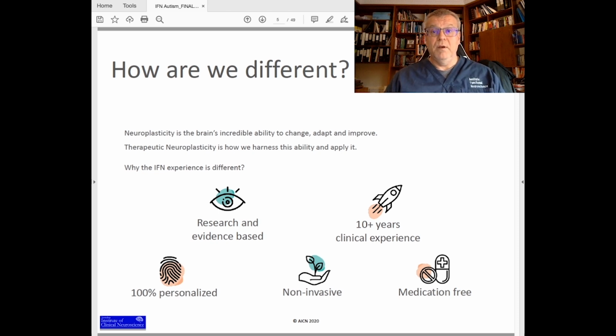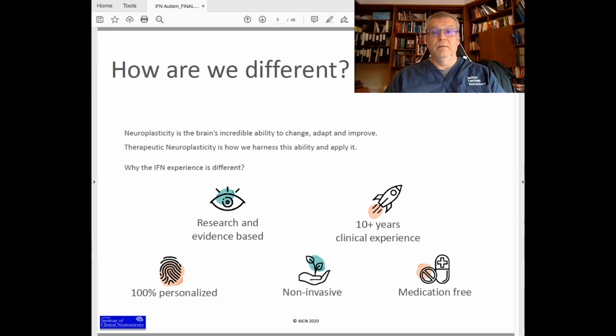Okay, so therapeutic neuroplasticity is the ability to take that natural or innate neuroplasticity that you have inside your brain and actually guide it or harness it to do what we want it to, to help you have a more normalized brain function, or help the person we're working on have a more normalized brain function.